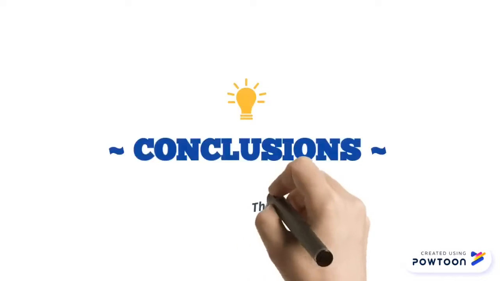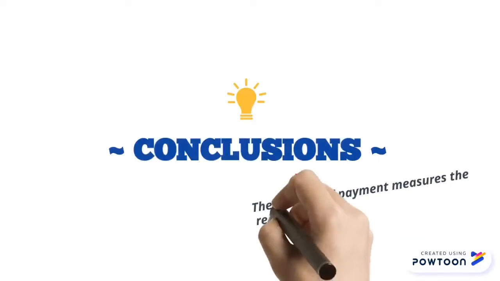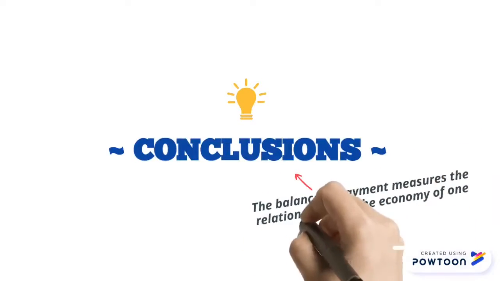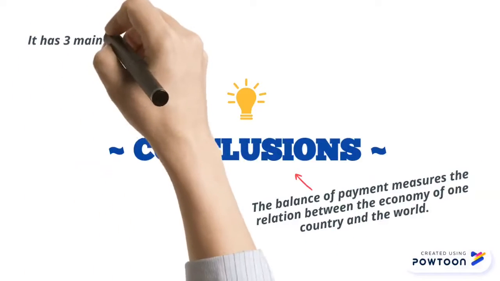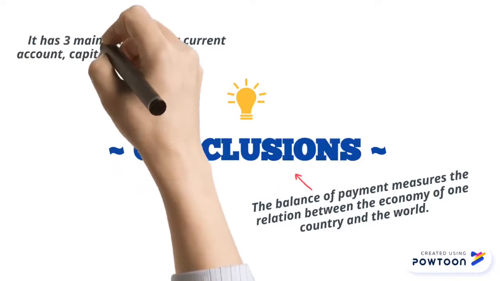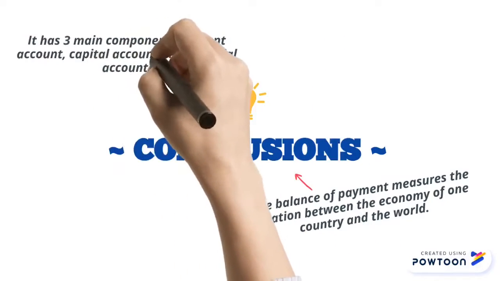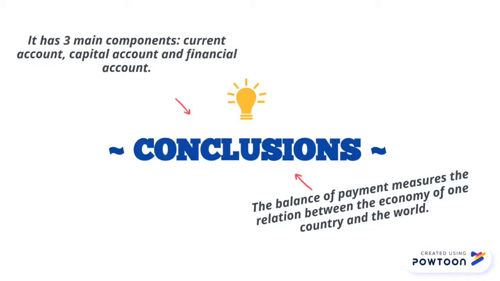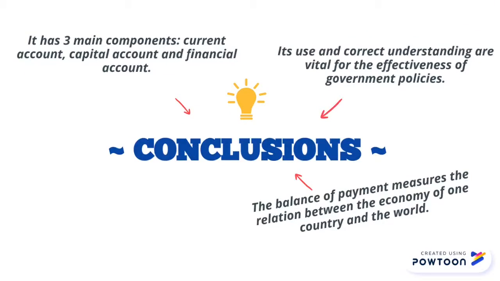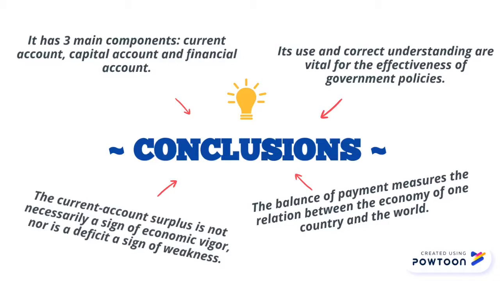Finally, to conclude, the balance of payments measures the relation between the economy of one country and the world. And it has three main components: the current account, the capital account, and the financial account, which could be in surplus or deficit. Its use and correct understanding are vital for the effectiveness of government policies. The latter must be understood for business issues, because a current account surplus is not necessarily a sign of economic vigor, nor is a deficit a sign of weakness.